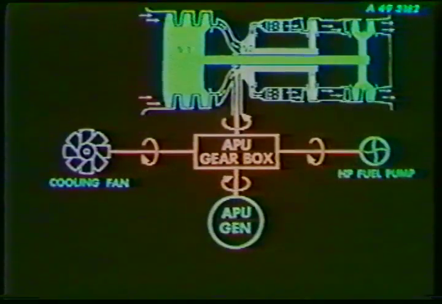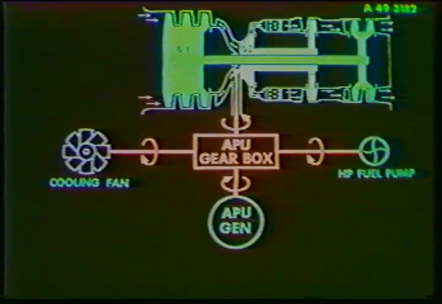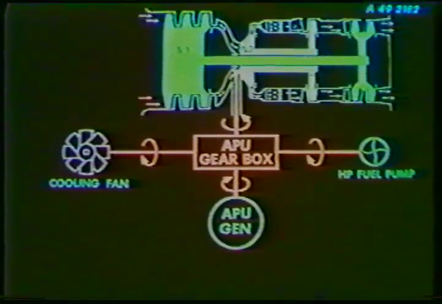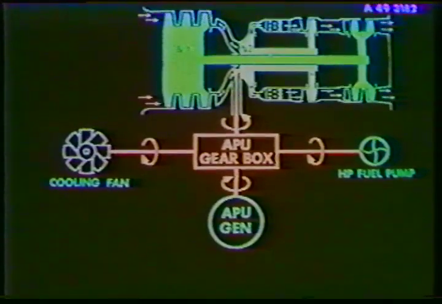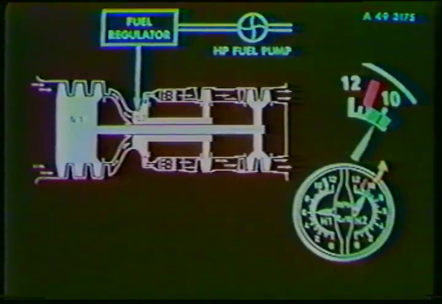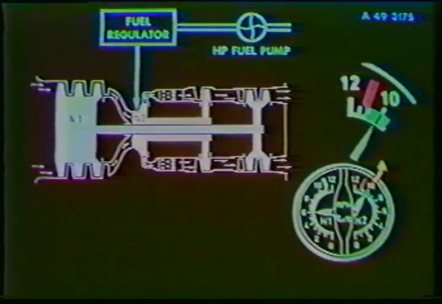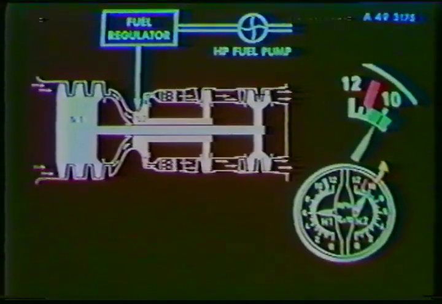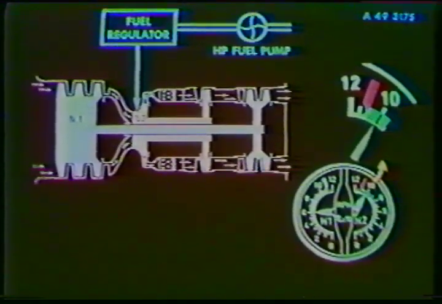The N1 compressor drives an accessory gearbox which is linked to the APU generator and to the cooling fan. A high-pressure fuel pump is also driven by the accessory gearbox. The high-pressure fuel pump supplies a fuel regulator which maintains N2 at a constant value of 100% plus or minus 2% depending on the load.